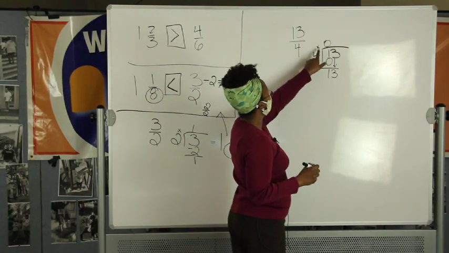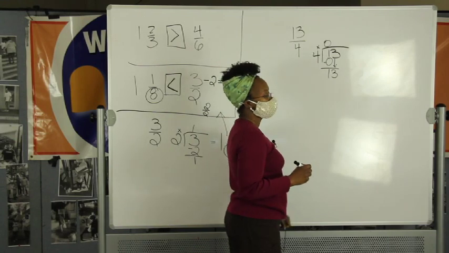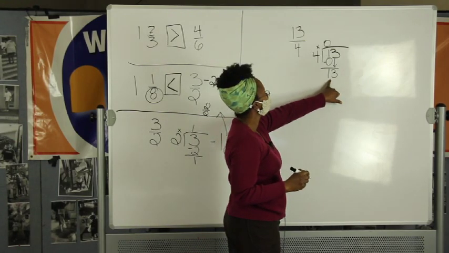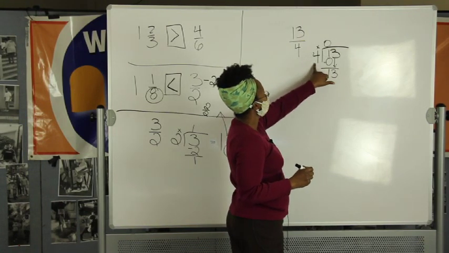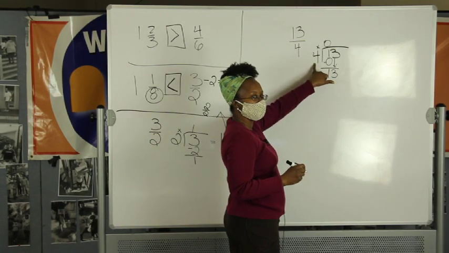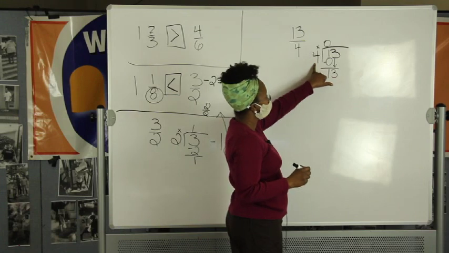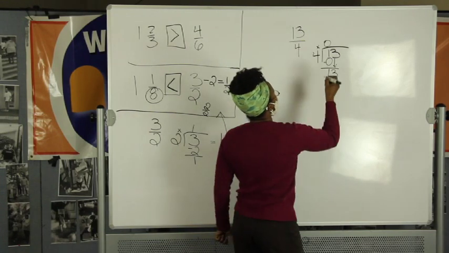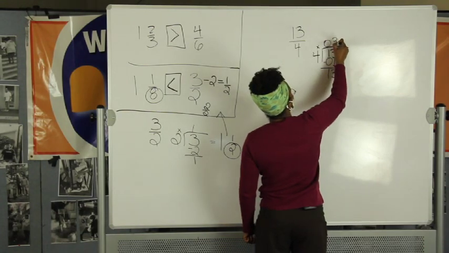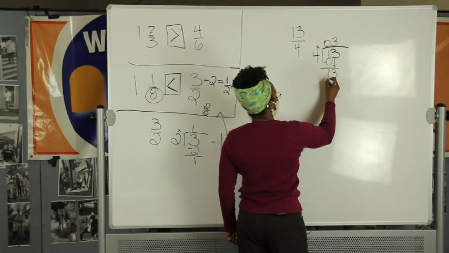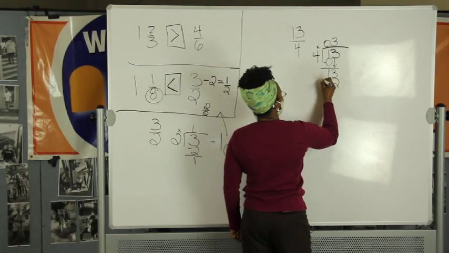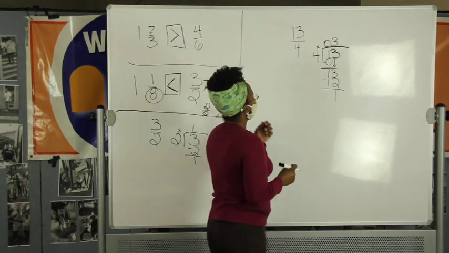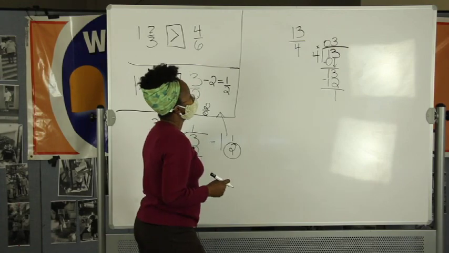4 times what number will get you as close as you want to get to 13? Is it 4 times 2? That's 8. 4 times 3 is 12. I think that's as close as we're going to get. So we're going to do 4 times 3. And that equals 12. We're going to subtract it. You have 1 left over. So we have no more numbers.